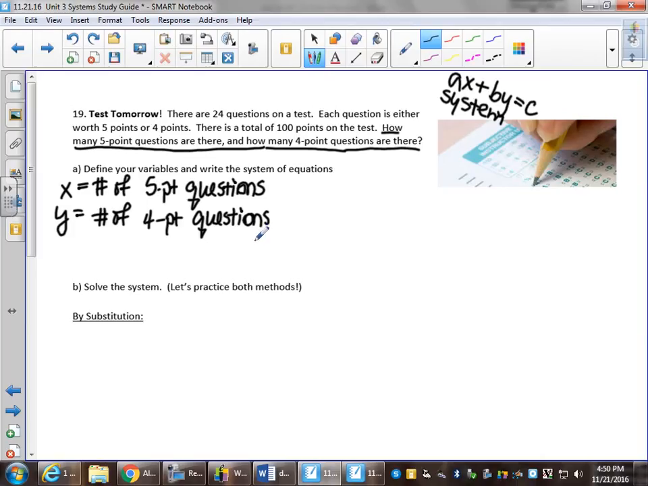We want to mentally gather what goes together. The first thing that stuck out to me was points. So I'm going to make that yellow for me. Total of 100 points on the test. Each question is either worth 5 points or 4 points. So my first system equation is going to all be about points. So 5 points times the number of 5-point questions plus 4 points times the number of 4-point questions equals total points, which is 100.